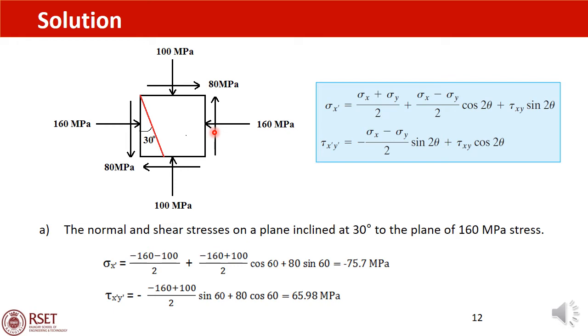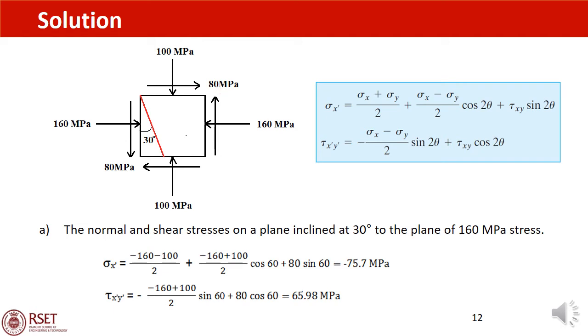So here the values of sigma x and sigma y both are given to be compressive. They are negative stresses, and that is why they are represented as acting towards the element. So this is minus 160 megapascal and sigma y minus 100 megapascal. And along with these normal stresses, there is a shear stress component which is positive 80 megapascal.